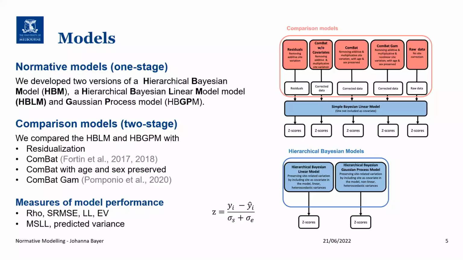I looked at several measures of model performance to compare the results that I get from these types of models. There are the Pearson correlation coefficient, the standardized root mean squared error, the log likelihood, and the explained variance. These four comparison methods basically look at the difference between the predicted mean and the actual value. However, I also get variance estimates for my models. And here I look at the mean standardized log loss and the predicted variance to examine those.